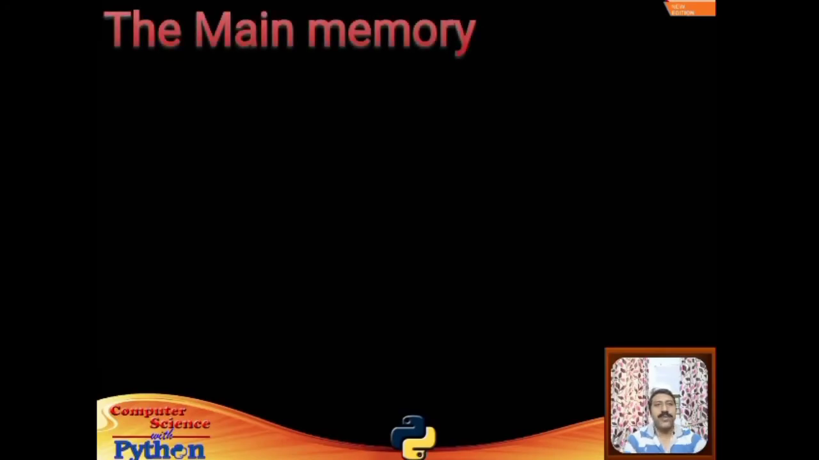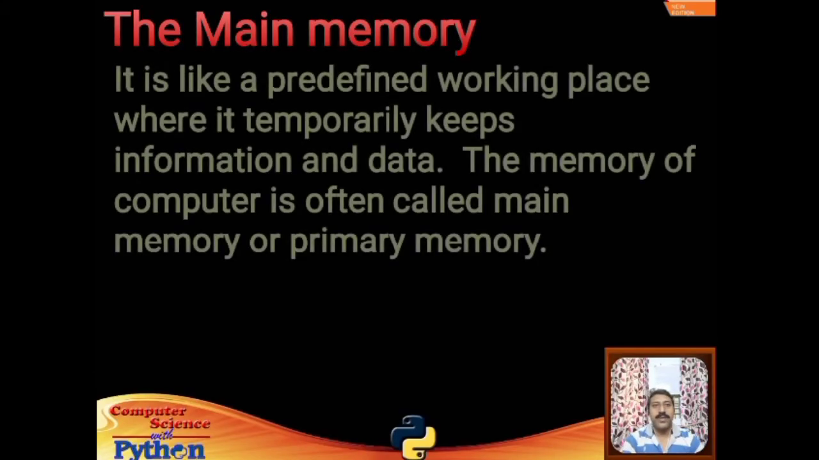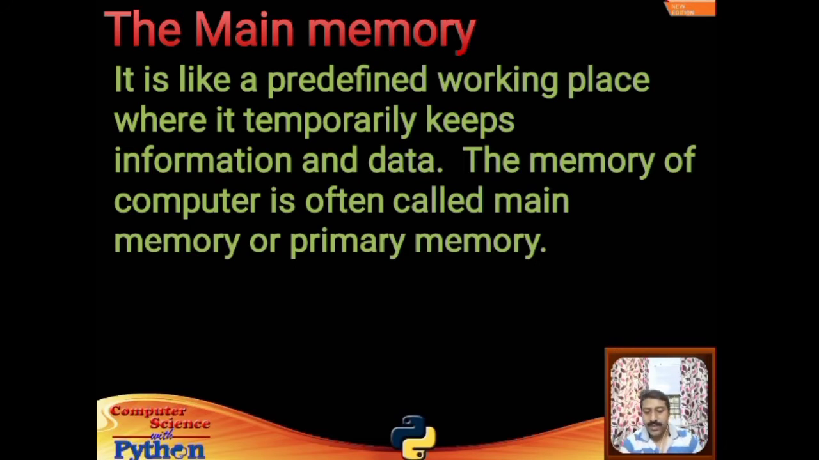Hello students, today we will discuss the main memory. This main memory is also known as primary memory. It is a predefined working place where it temporarily keeps information and data. As I have already told you, it is also known as primary memory. That information is stored in a proper place.